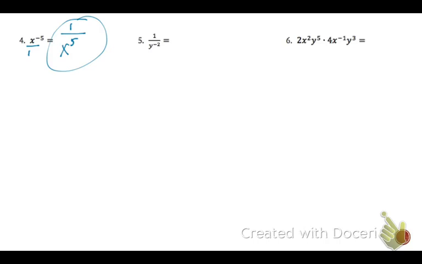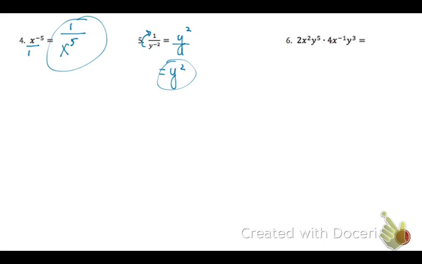Now number 5, we have 1 over y to the negative 2. So when we take the reciprocal of this, then we move it up to the numerator. So that becomes y to the positive 2 over 1, or simply y squared.